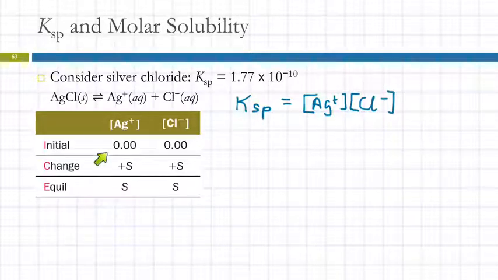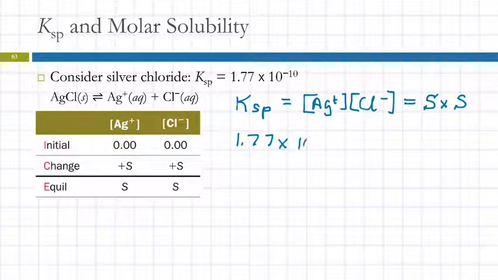Initially, we're going to have none of those ions present because we've got pure water and we're going to put some of the solid in. So then the change for both will be the same. We'll call it S. So plus S, and the equilibrium concentrations are each S. So this is equal to S times S, also known as S squared. KSP has the numerical value 1.77 times 10 to the minus 10, and that is equal to S squared.